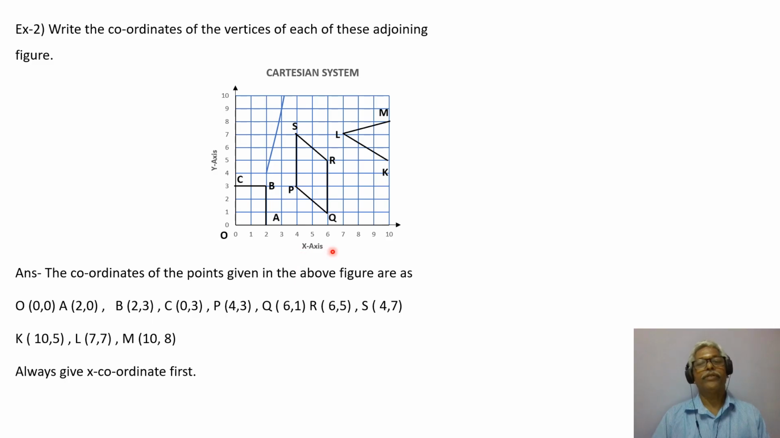K, yeah, where is K? K is here. 10 and this is a point, 5. Okay, (10, 5). L, L is (7, 7). And M is (10, 8). Okay, so always give X coordinate first. Okay, you must have got this. Okay, so we go ahead.